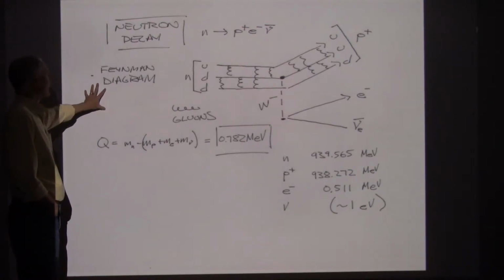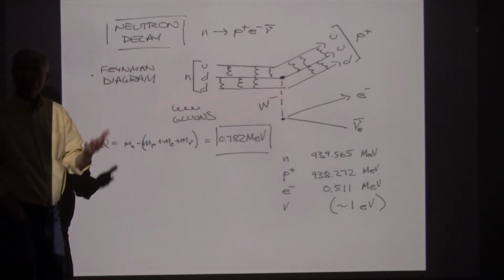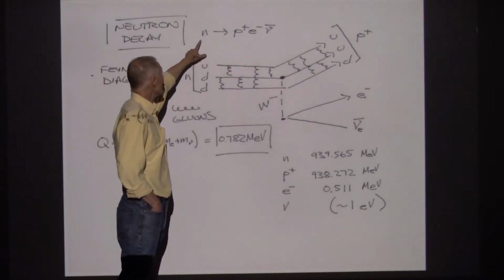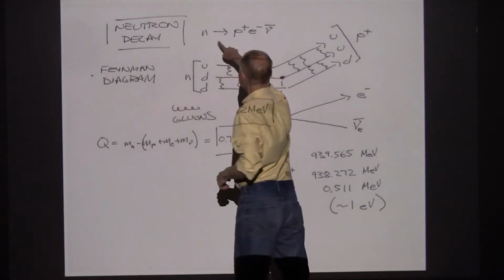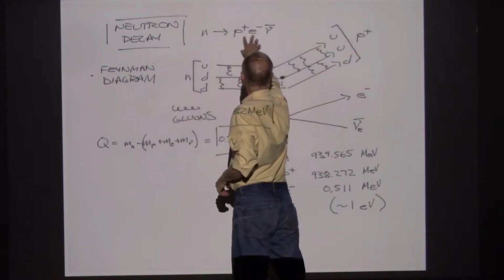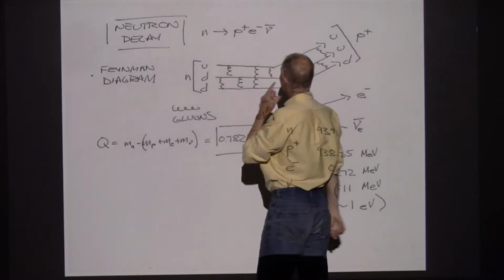Okay, what I'd like to do is look at a couple of examples of what are called Feynman diagrams. We did these very briefly back when we were looking at radioactive decay, in particular beta minus decay. In beta minus decay, we said that the underlying reaction was a neutron turning into a proton, and at the same time an electron and an antineutrino were created.